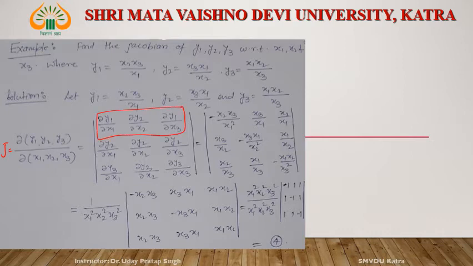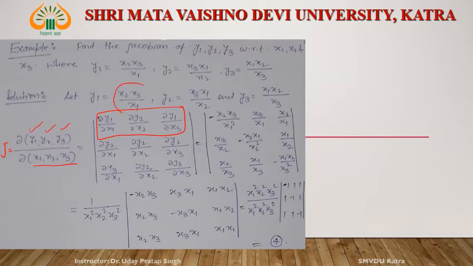First row: the first dependent variable and its partial derivatives with respect to x1, x2, x3. Similarly, the second row is y2 with respect to x1, x2, x3, and the third row is y3 with respect to x1, x2, x3. Then what is ∂y1/∂x1?